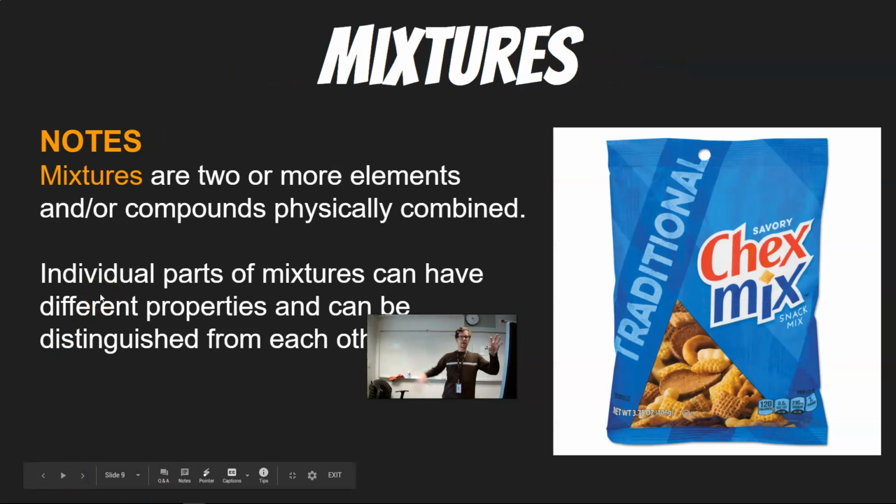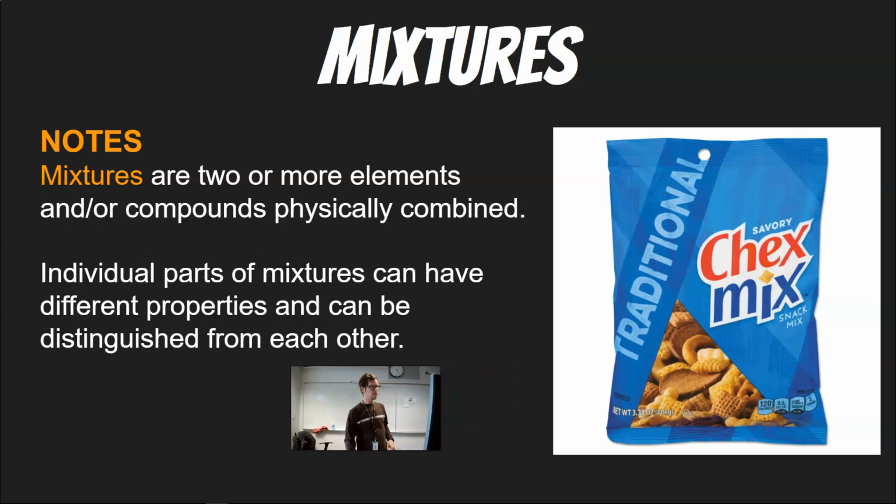Okay, and then our other category besides pure substances is mixtures, right? If it's not a pure substance, if it's not all one element or compound, it's a mixture, right? And so mixtures are two or more elements and/or compounds that are physically combined, not chemically combined, because then they would become a different substance. They become a new compound, but they're physically combined, right? We just kind of pile them together. And individual parts of mixtures can have different properties and can be distinguished from each other.